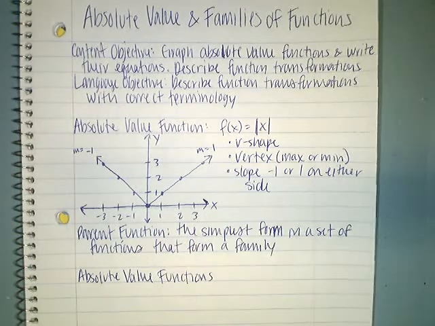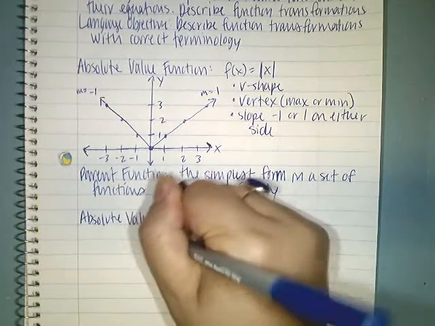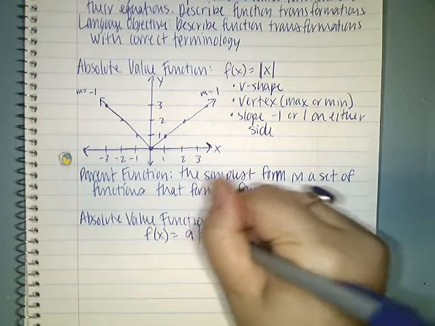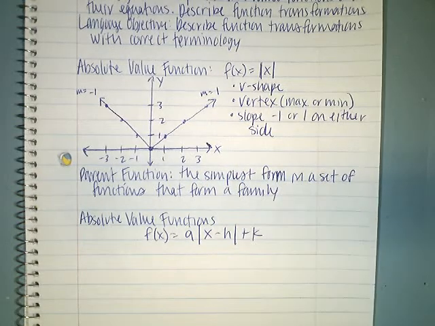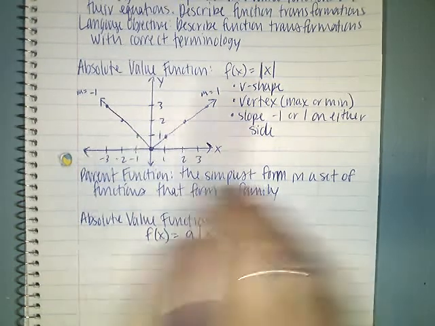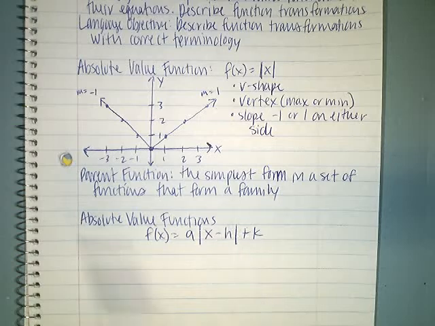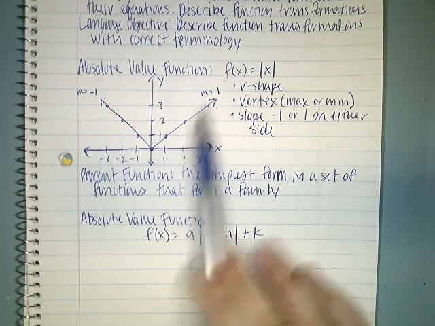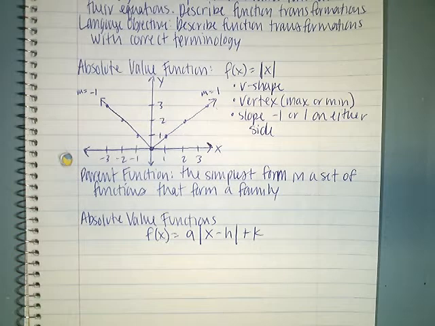So all absolute value functions are going to take the following form: f of x equals a, absolute value of x minus h, plus k. This one is the parent function, the simplest version. All of the other absolute value functions are still going to have this form. So the only change being made is these three variables, a, h, and k.